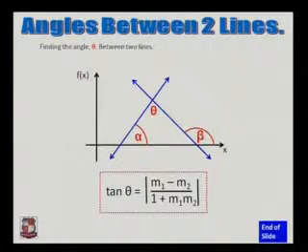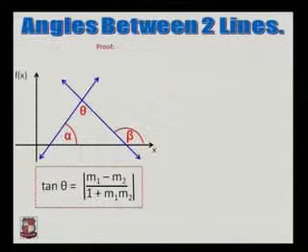The formula for finding the angle between two lines is tan theta equals the modulus of m1 minus m2 upon 1 plus m1 into m2. This is our formula to find the angle between two lines. If you want to find theta, then theta is equal to tan inverse of the modulus of m1 minus m2 upon 1 plus m1 into m2. We can also give the proof of this formula.